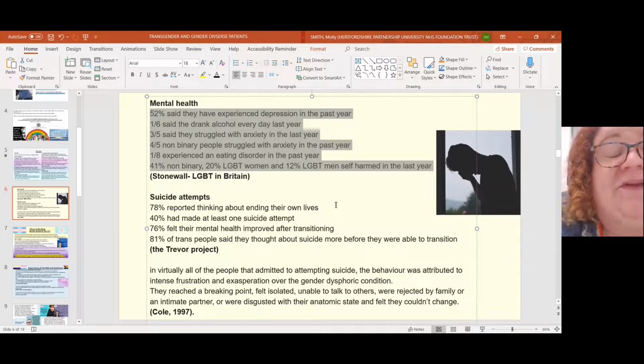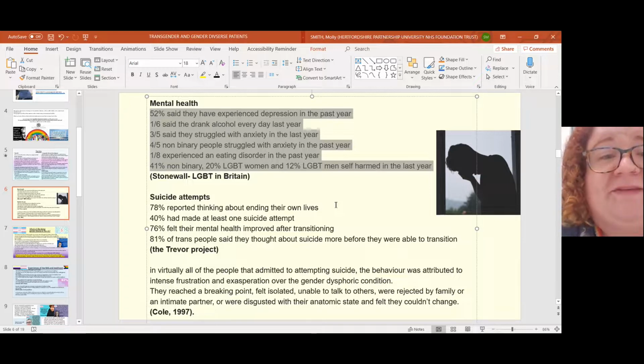So 52% of the LGBT community said that they've experienced depression in the past year. That is a much higher rate than the general population. I think in general, we say 1 in 4 of us can experience a mental health problem at any given point in our life. This is 52% in the past year. So it's not at any point in our life, and that's a staggering higher amount there. 1 in 6 people from the LGBT community said that they drank alcohol every day last year. There are some higher rates of difficulties with substances and alcohol.